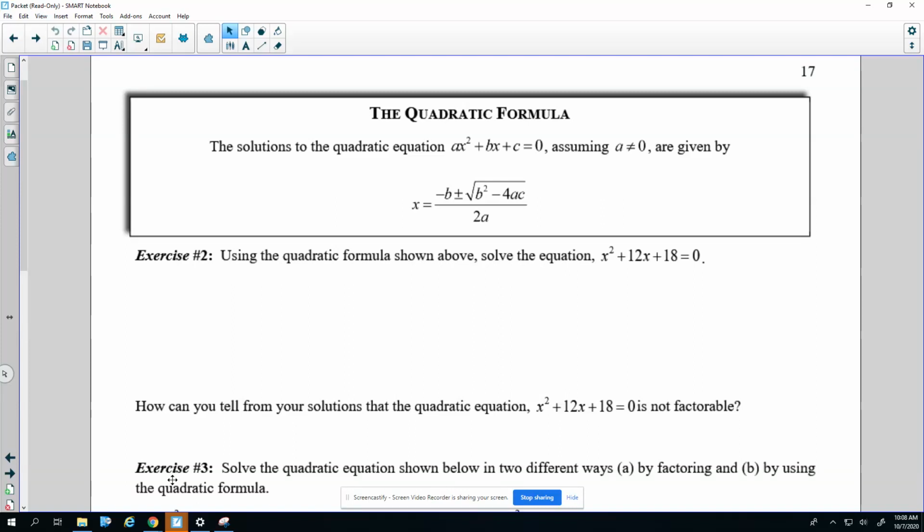So this last video is on actually using the quadratic formula. So here we see the quadratic formula. It says the solutions to the quadratic equation given here, assuming a is not equal to 0. So this is just here because if a was 0, I wouldn't have a quadratic, so I couldn't use the quadratic formula. So here is the formula. X equals negative b plus or minus the square root of b squared minus 4ac all over 2a.